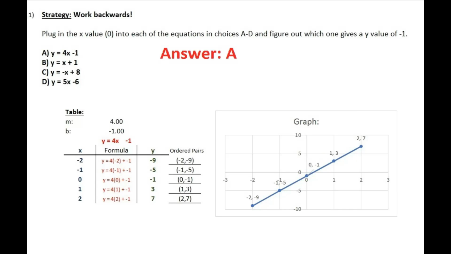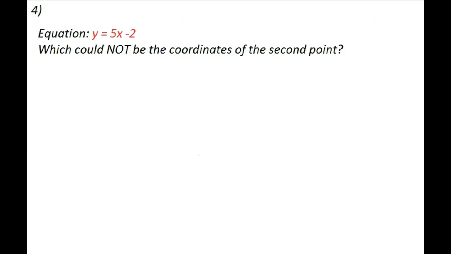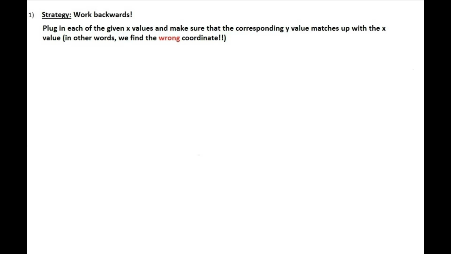All right, moving on. For number 4, our equation is y equals 5x minus 2, which could not be the coordinates of the second point. So we're graphing a line, and we have to figure out which one of these choices is the wrong answer. So let's work backwards. We're going to plug in our x values to the equation that we're given, and we're going to make sure that each one of our answers is right. If we get one answer where the y value that we come out with in our equation is not what's listed in the answer, we found the one that's wrong. Okay, so we have to work through process of elimination.